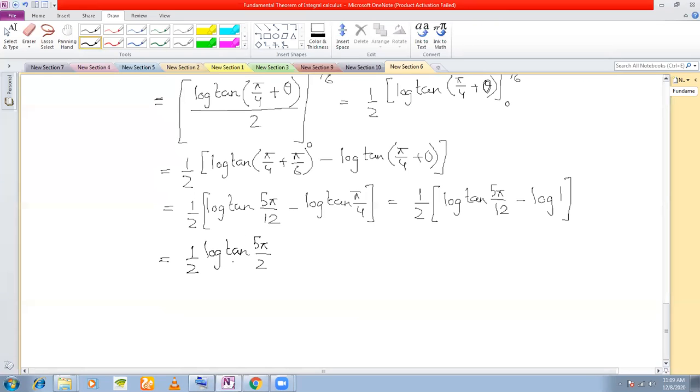But again, 5 pi by 12 can further be broken into smaller angles, right? This is an associated angle, right? So half log tan. Now 5 pi by 12 can be written as 2 pi minus pi by 2.